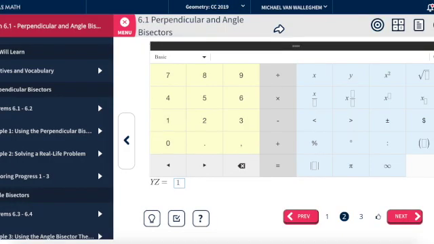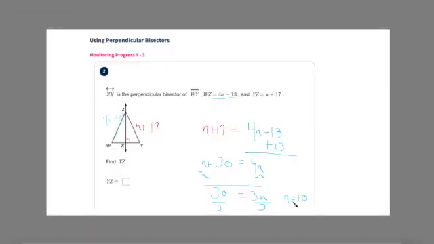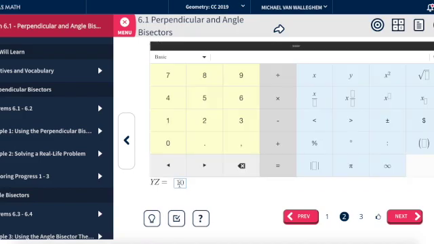So if I'm going to plug that in here, check my answer. Oh no! What did I do wrong? So remember, what we're looking for is the length of that segment, which is given as n plus 17. So I have to substitute this 10 back in for n. So my real answer is going to be 10 plus 17, which is 27. So if I go, I'm going to plug that in. All right, my answer is actually going to be 27.